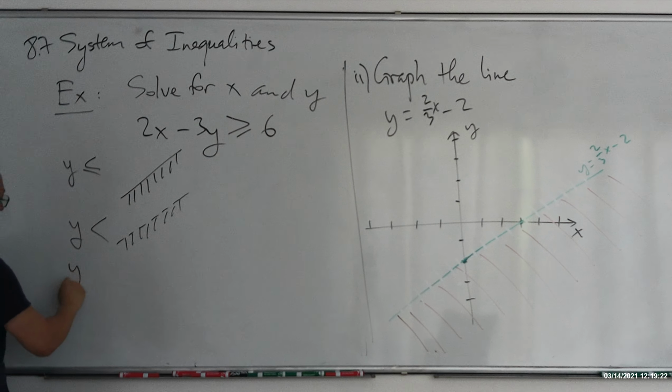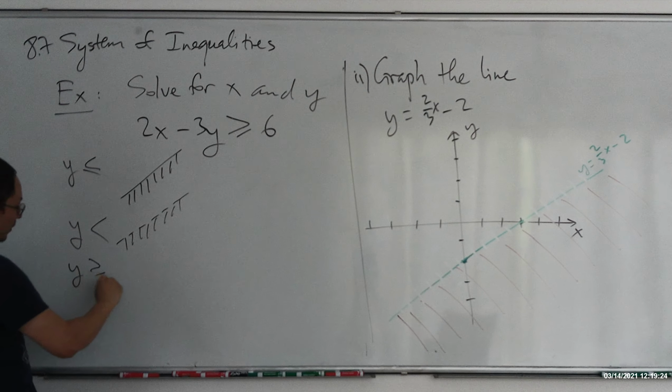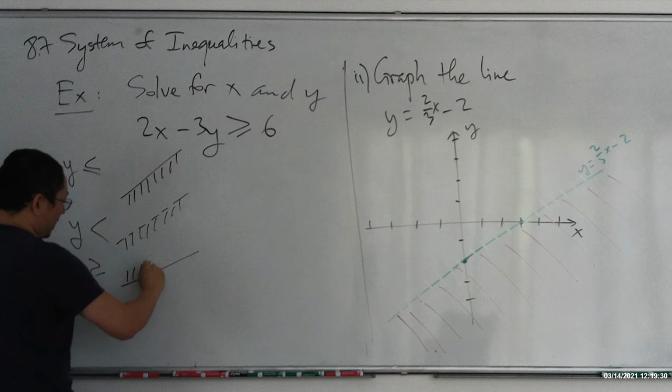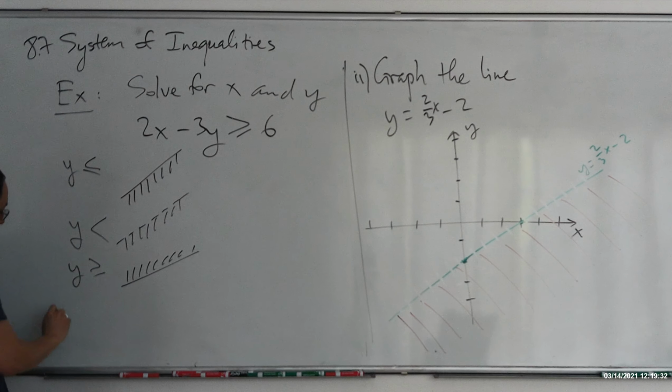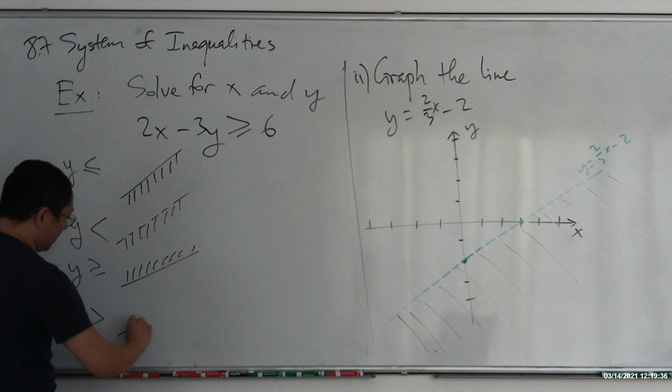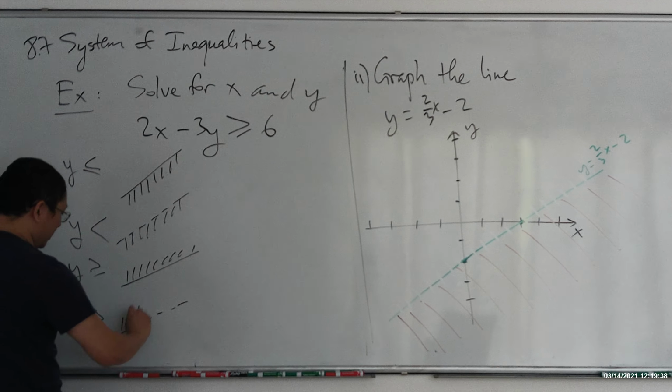You got y is greater than or equal to, then the borderline will be solid because it's got equal. Y is bigger, so you have to shade the upper region. Similarly, y is just strictly greater than, no equal sign, then a dotted borderline and shade the upper region.